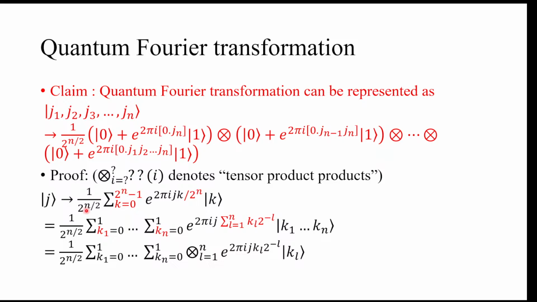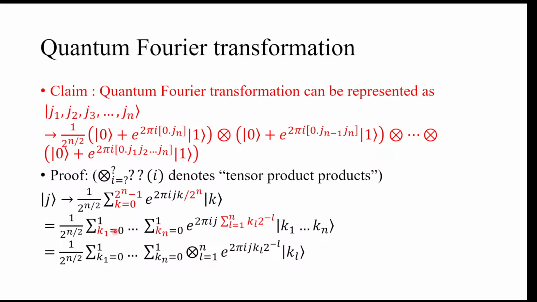So we start with our starting expression: the summation over k from 0 to 2 to the n minus 1 of e to the 2 pi j k over N, ket k, and big N is 2 to the n. Okay, and let's see what the first step we do.